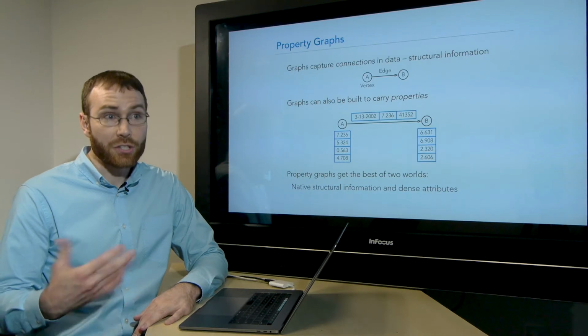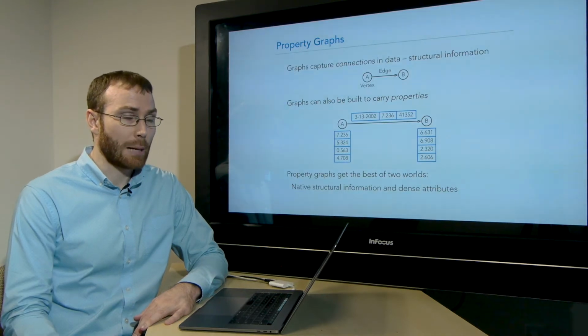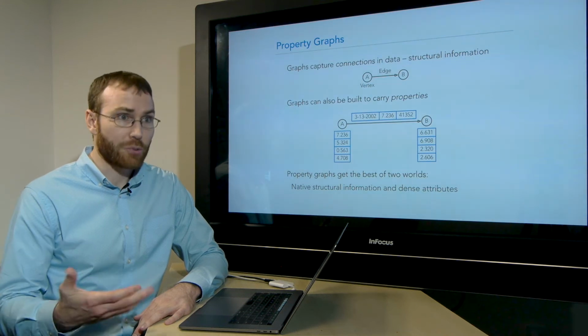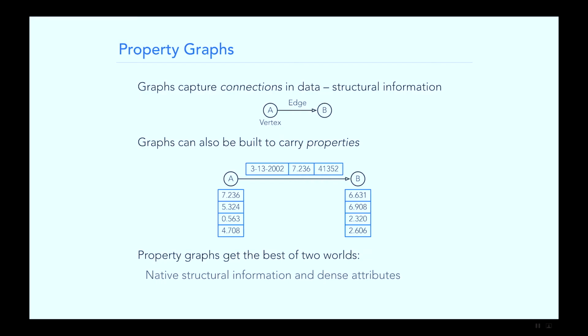Property graphs are an extension of that. So it's taking that topological structure that you organized from the data before and adding attributes or properties to those elements. So in this example, we have a vertex and an edge. That's the connection between this data, but it can also carry properties, these dates or floating point numbers we've associated with both the vertices and edges of the graph.